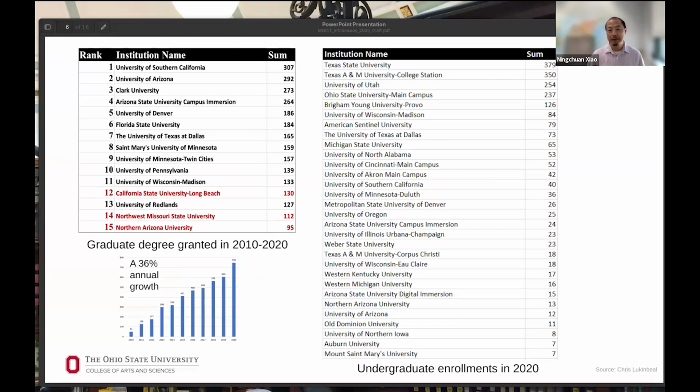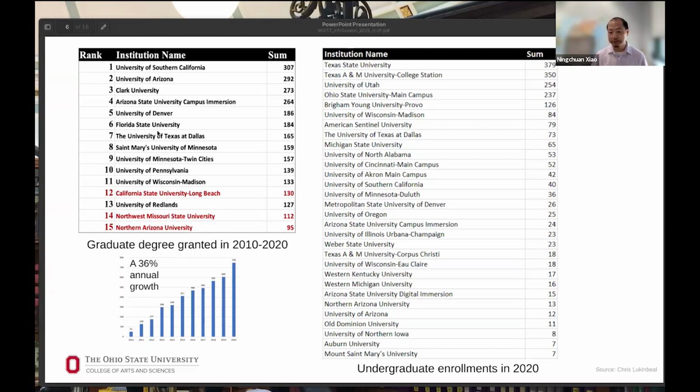Now, this slide shows two things. On the right side, it shows the enrollment of undergraduate students in Bachelor of Science degree programs in the country. The undergraduate program at The Ohio State University, as you can see, is on the very top, one of the largest. But this is the undergraduate students enrolled in 2020. Now, on the left side, we see the total graduate degrees granted from the year 2010 to 2020. So these are the graduate students with an advanced degree in those 10 years. The chart at the bottom shows how the total grows each year, with a whopping 36% annual growth rate.